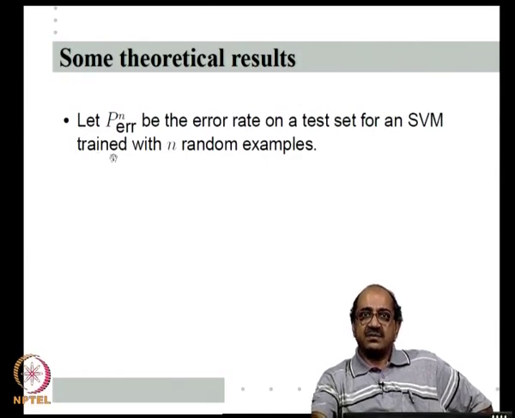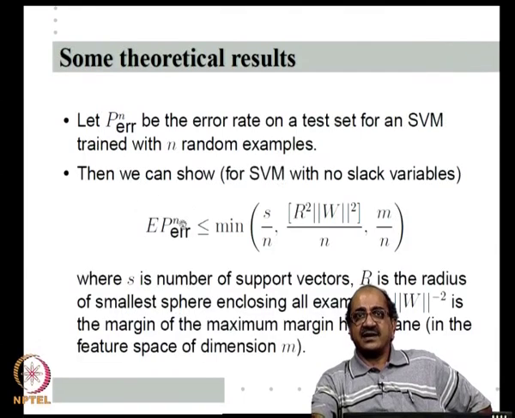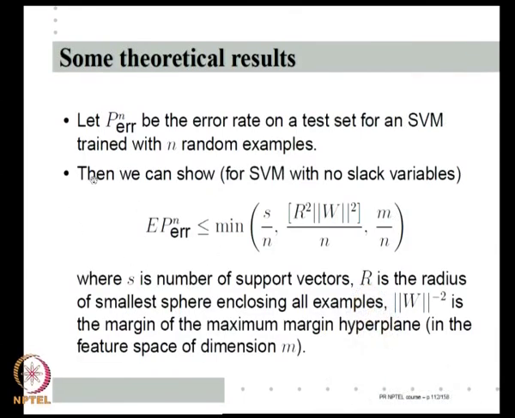Obviously, this is a random variable, because it depends on n random examples. If I use different n random examples, I may get a different SVM, and hence it will have a different test error rate. But if I ask what is the expected error rate when I learn with n random examples, one can bound it above by a minimum of these three numbers. What three numbers? S by n, where S is the number of support vectors.